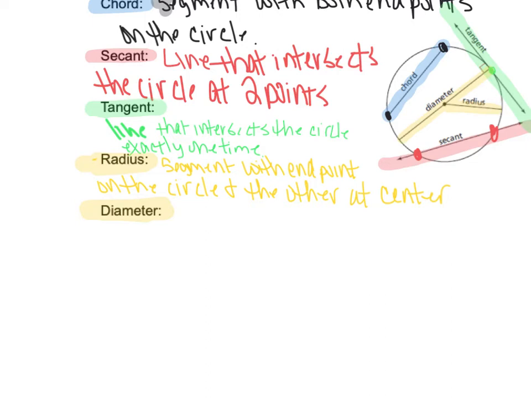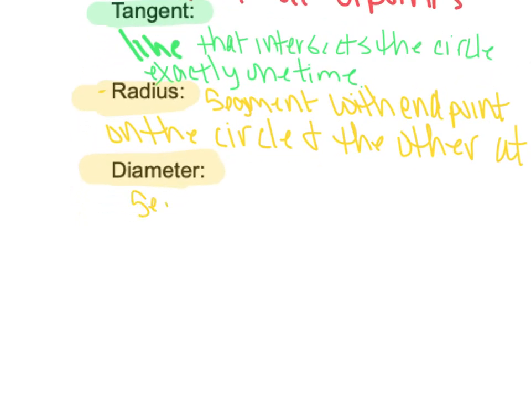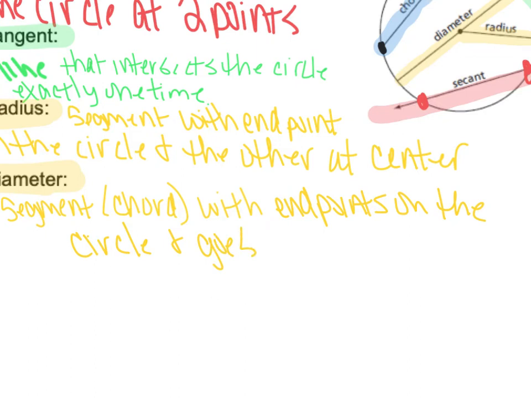A diameter is technically a segment, and it's also technically a chord. So a diameter is also a chord. It's a segment with endpoints on the circle. What makes it different than just any old chord is that it goes through the center of the circle.